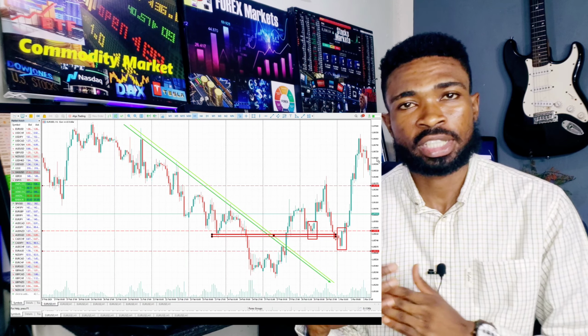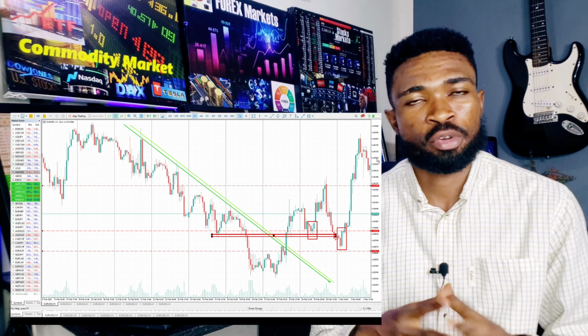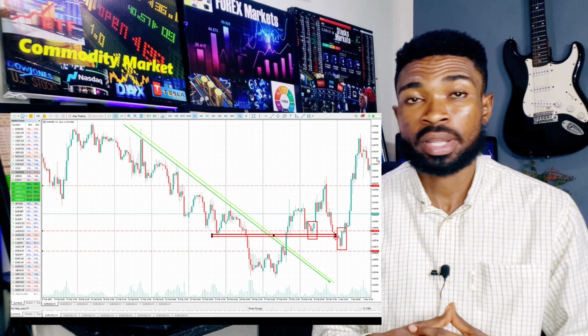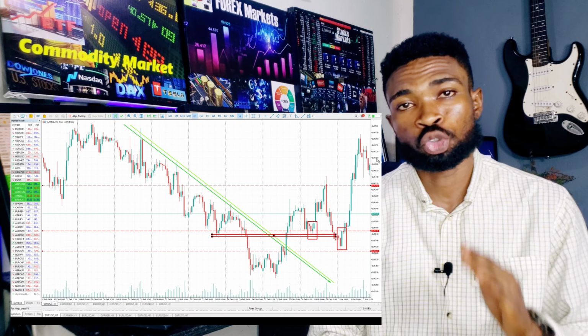But trend line breakout is actually for the market to reverse. And for the market to reverse, which means that one currency must be what? Very much stronger than the other. That's when the market can reverse. So maybe the market has been trending for some time.